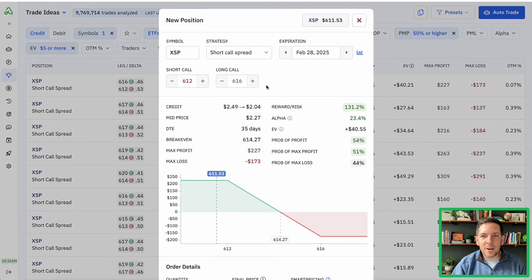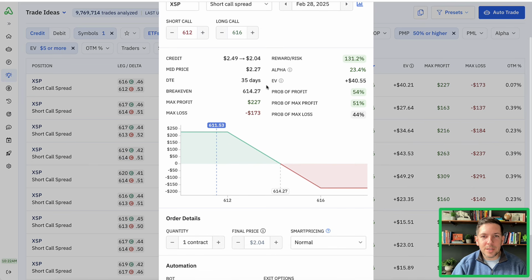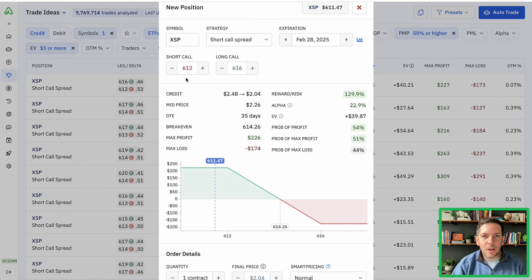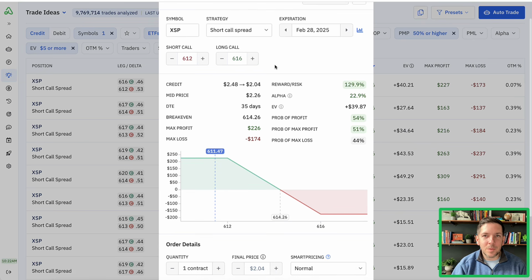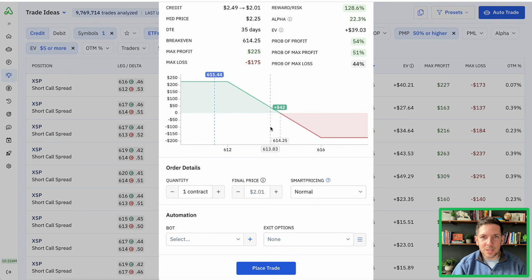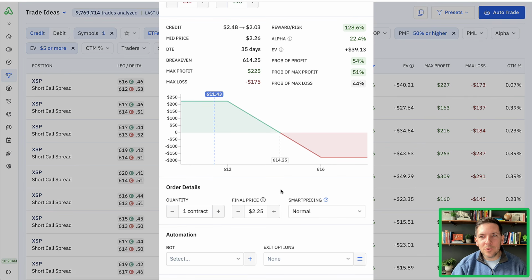So this one right here might be a good one. Actually looks like a pretty decent one to enter right now, which is selling the 612 call option and then buying the 616 call option in XSP, which is cash settled. And so there's no assignment risk for this position. If I got into this position around mid price, in this case, that would be about 225 or so. These metrics still hold pretty well for 225.